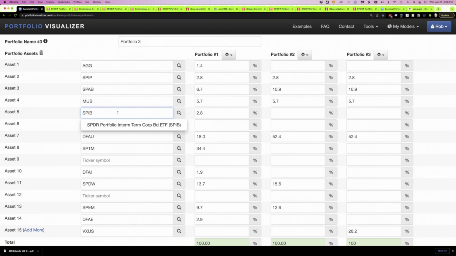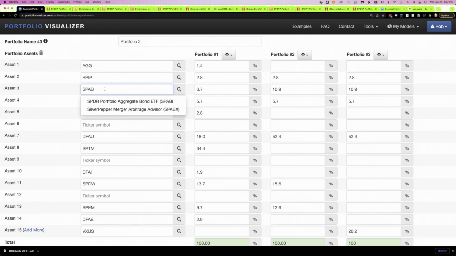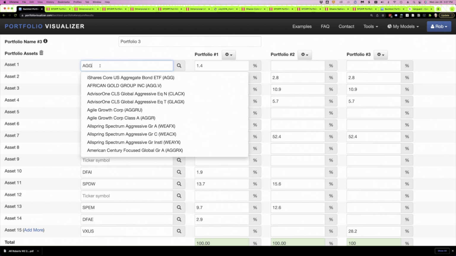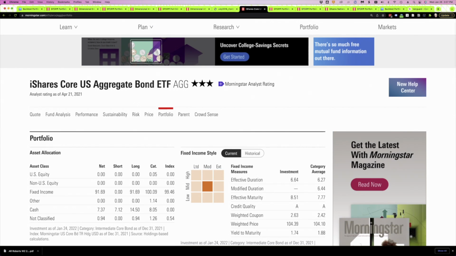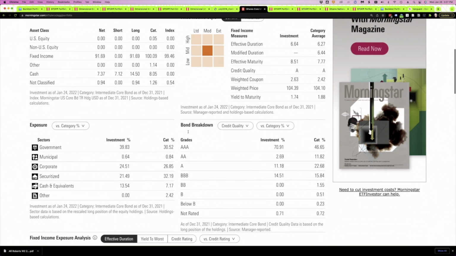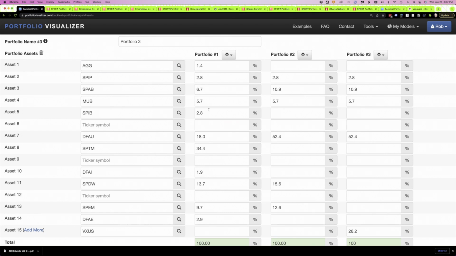And then this one was curious to me. It's an intermediate term corporate bond fund. Remember, aggregate bond funds like these two have corporate bonds in them. We can look at that, right? Here's the U.S. aggregate bond. We're at portfolio. Here we go, corporate, 25%. So why are we allocating 2.8% just to this fund? Maybe he wants to overemphasize intermediate term corporate bonds, maybe, but at 2.8%, what impact is that really going to have on a portfolio?